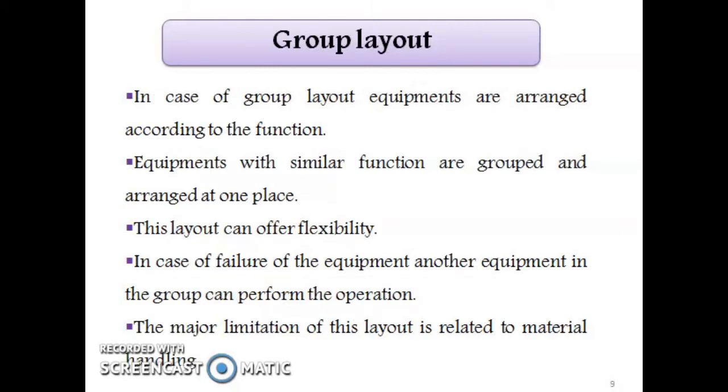In case of group layout or functional layout, equipments are arranged according to the function. So, equipment with similar function are grouped and arranged at one place. Raw material is moved from one group to other. This can offer flexibility. In case of failure of one equipment, there is another equipment in the group to perform the operation. The major limitation of this layout is related to material handling.